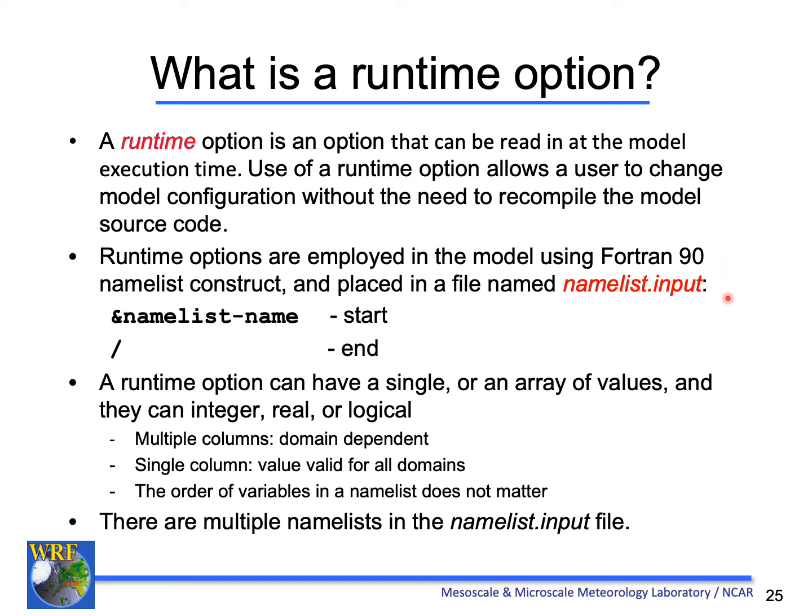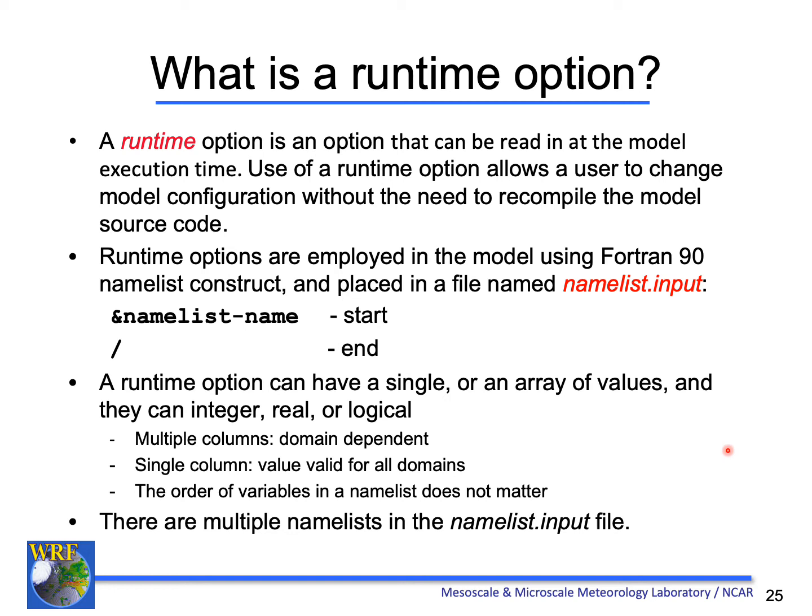The Fortran namelist construct is used for the runtime options. A namelist can have a name, and it is bracketed by an ampersand and a backslash. In the WRF model, multiple namelists are placed in a file called namelist.input. A variable in the namelist can have a single value or an array of values. They can be integer, real, or logical, and these are all defined in the code.